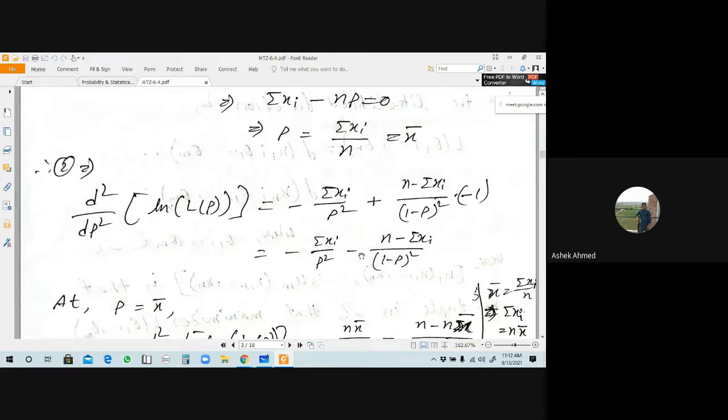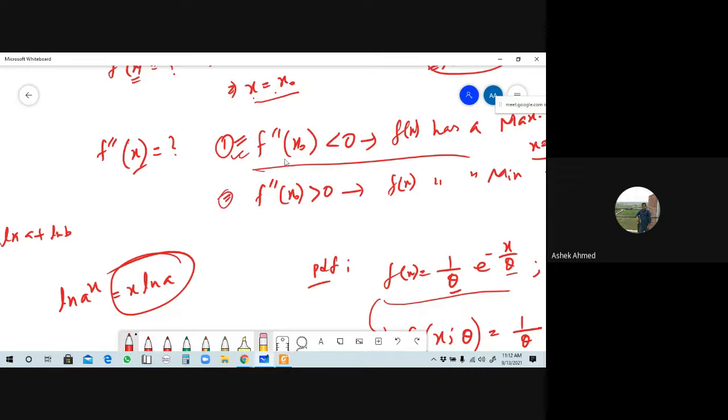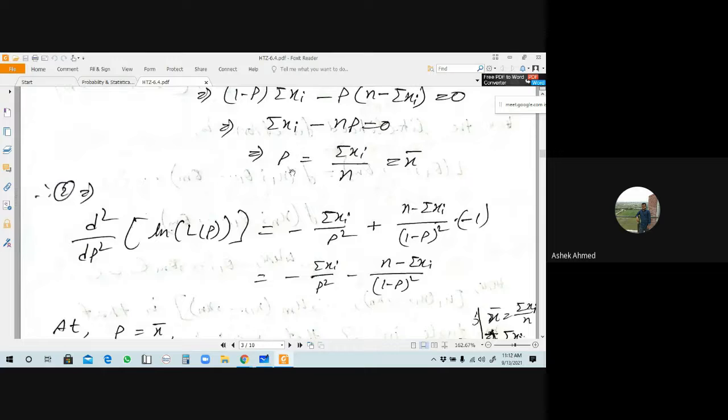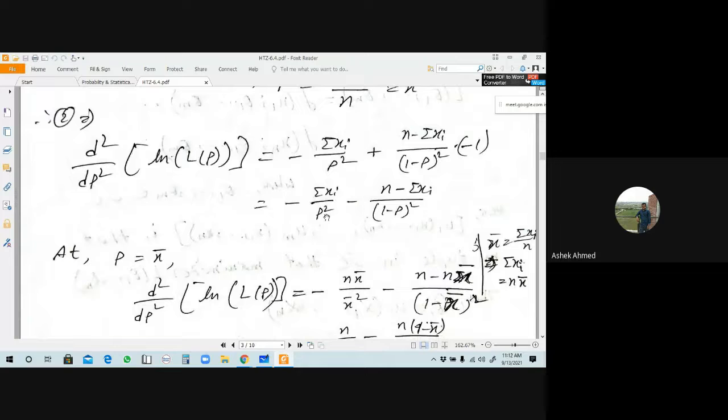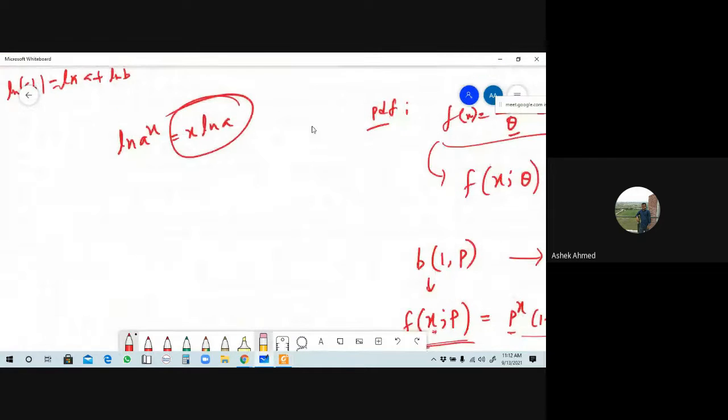Now you have to substitute, since we have to find out that f double prime of x naught is less than 0. Less than 0 means the value must be negative, understand? To find this, we now have to substitute the value of p, which is x bar. So from here we have to take a concept: what do you mean by x bar?